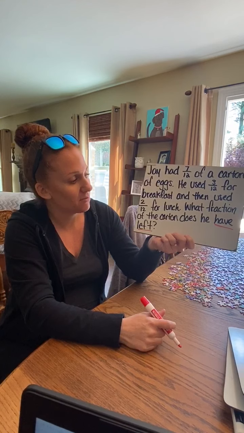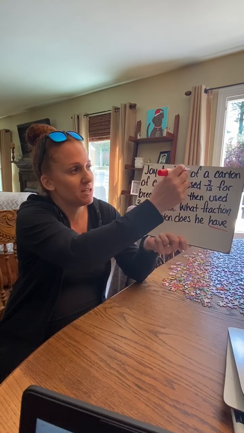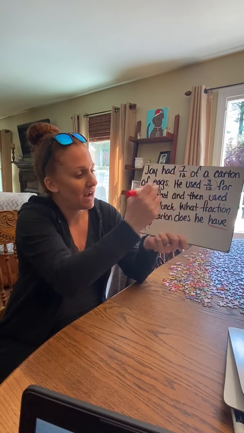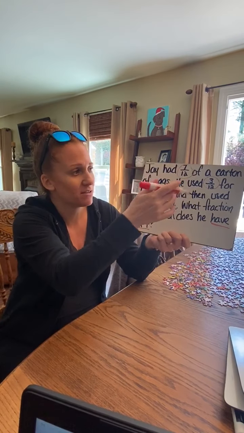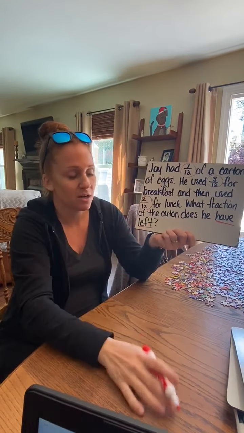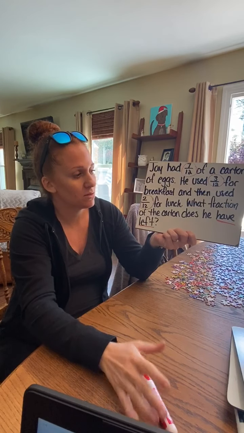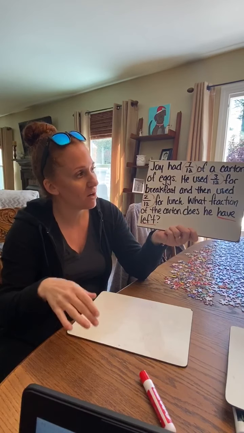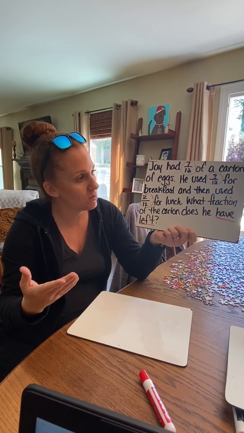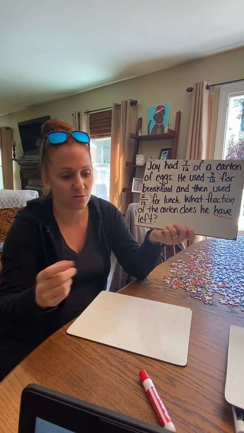All right, so when I read this problem, I noticed there's 3 fractions. And I know when I subtract, I can't subtract both of these from the first one. So you can kind of do 2 different things here. So I'll show you. So he had 7/12 of a carton. He used 3/12 for breakfast and 2/12 for lunch.